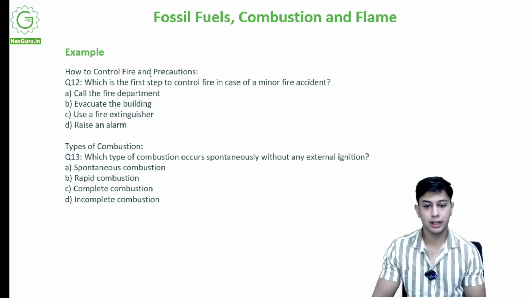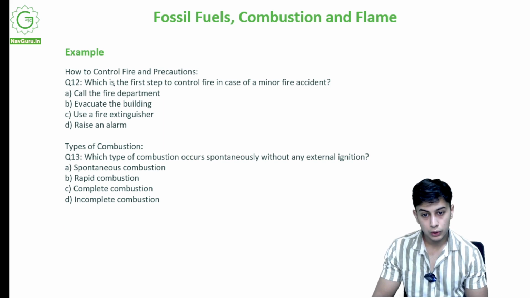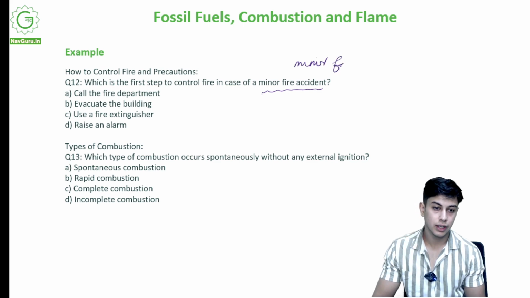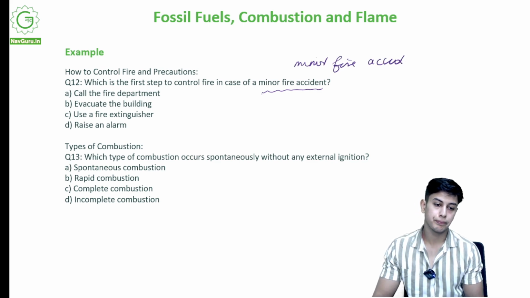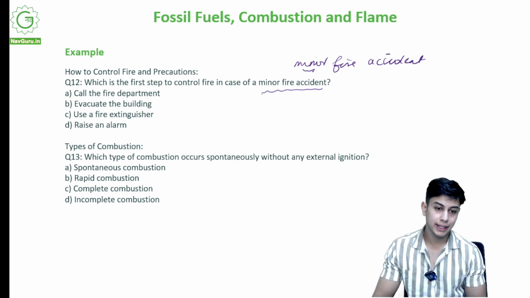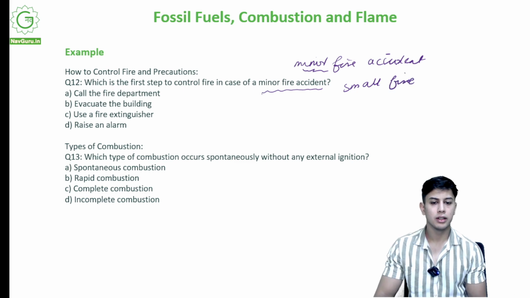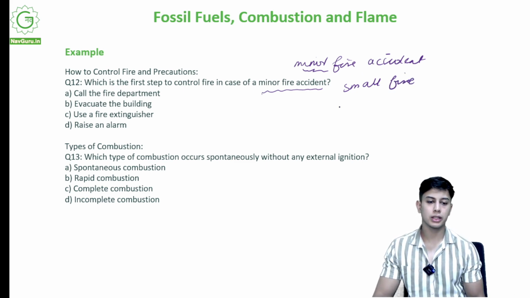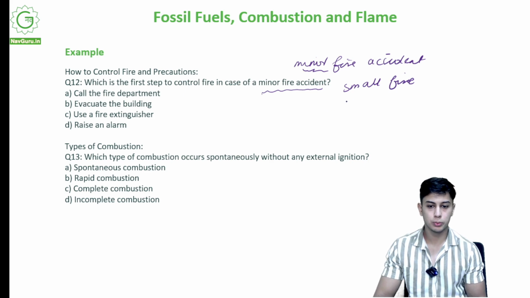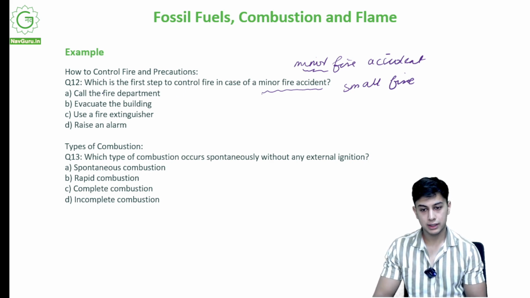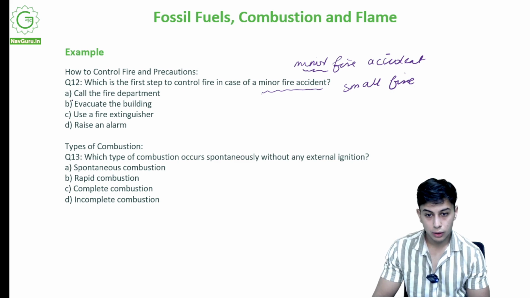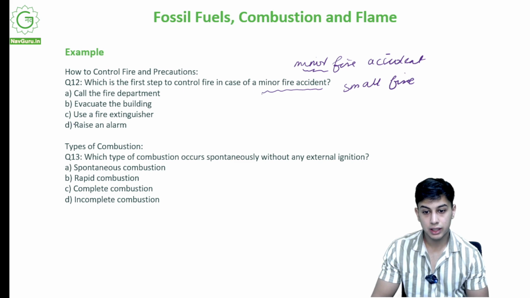How to control fire and precautions. Now, which is the first step to control fire in case of a minor fire accident? What do I mean by minor fire? Means small scale. A small fire accident, supposedly a little bit of fire broke in some small kitchen or room. So which one should I do first? Call the fire department, evacuate the building, use a fire extinguisher, raise an alarm.